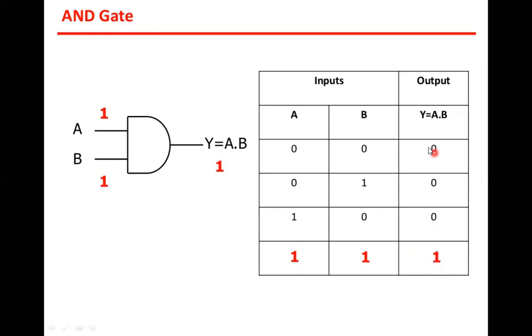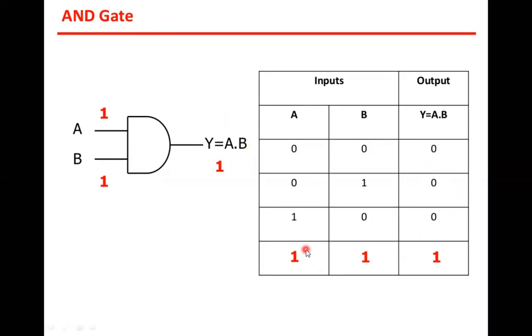And you can see for all the three other combinations, the output is 0, if any one of the inputs is 0. Out of these two, one is 0. This is 0, this is 0. So what is the true definition for an AND gate? In English we can say A and B: when inputs A and B are high, the output is high.